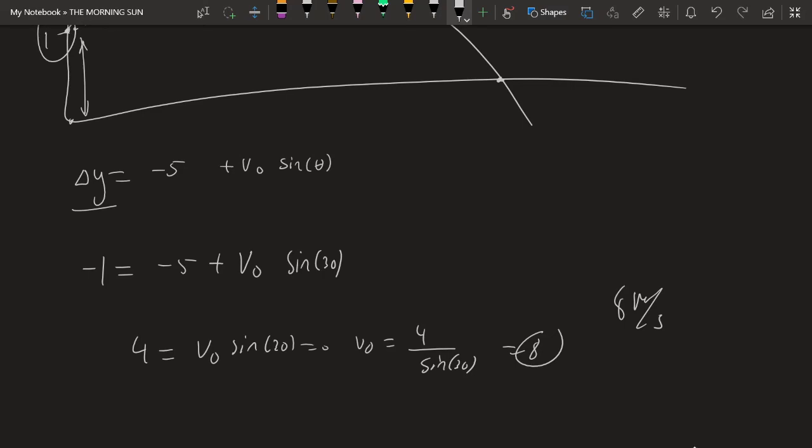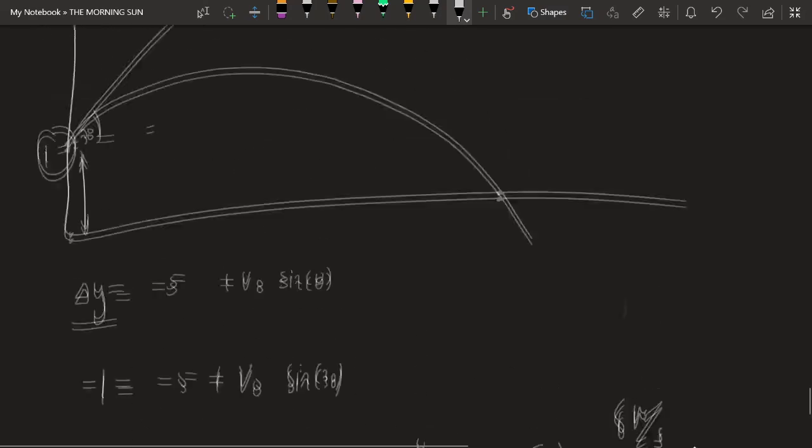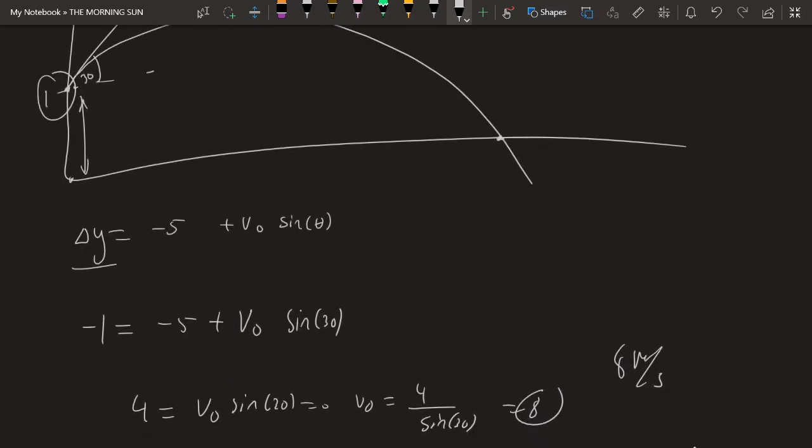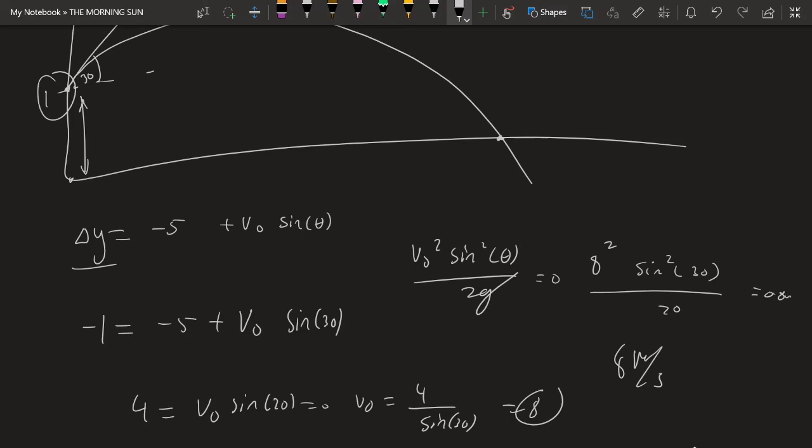Part 2, they're telling you the greatest height above the projection point. So they want us to find the maximum over here. How do we find the maximum? Well, you know how we find maximum. We use the equation v0 squared sine squared theta over 2g, right? So all we have to do is literally substitute v0. We just found it to be 8, so 8 squared, and sine squared of 30 over 20. Using a calculator, you get 0.8 meters. That's it.